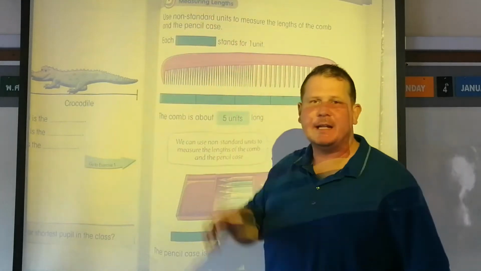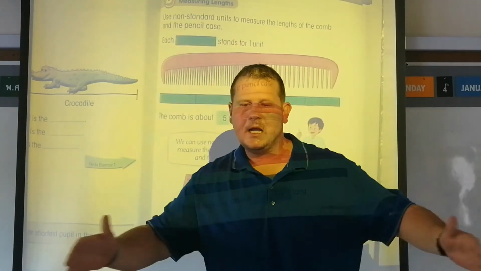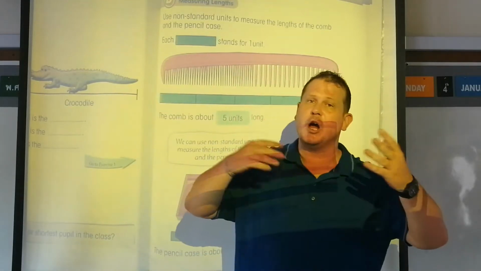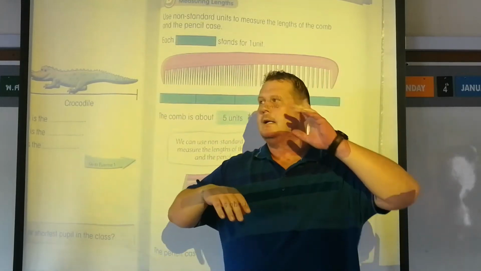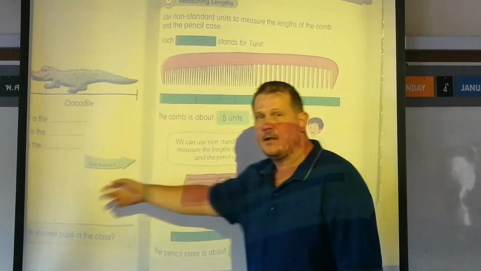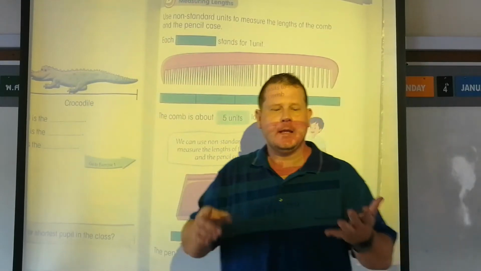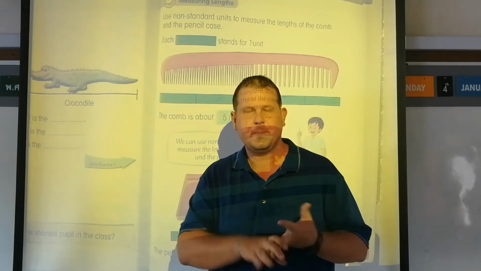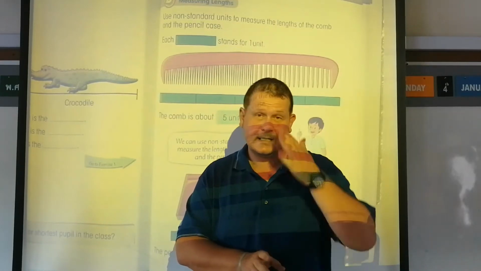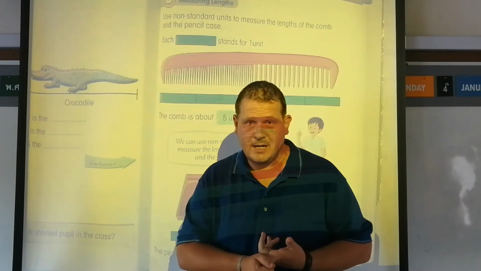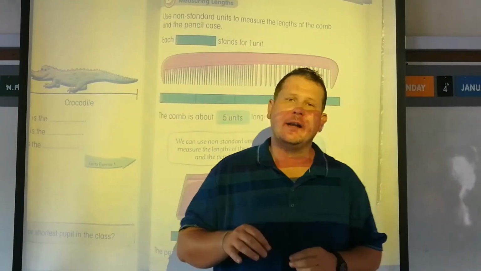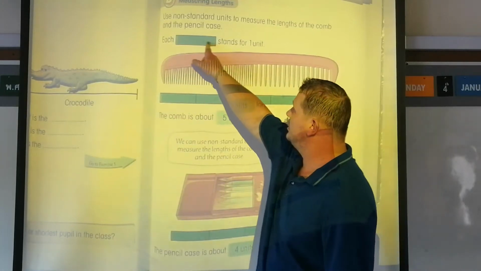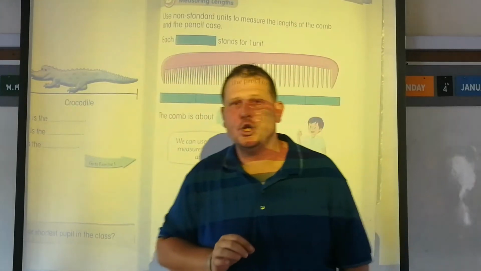Measuring lengths is being able to measure how long the table is, or how long the pen is, or how long the ruler is, or how long the board is. Normally we can use things like millimeters, centimeters, meters, even kilometers, right? But you guys don't have to worry about that. You have to worry about being able to measure in units.